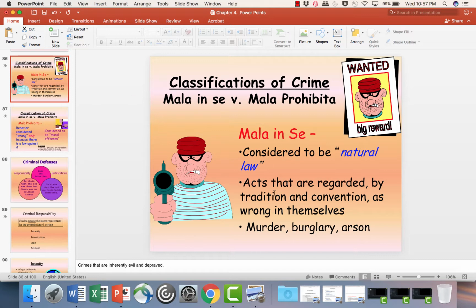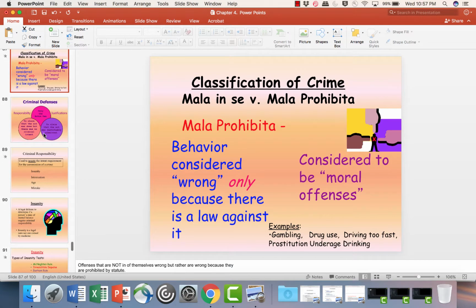So mala in se versus mala prohibita. Mala in se is natural law, laws that are regarded by all other people to be wrong in themselves, such as murder, burglary, and arson. So no matter where you are, people would say that mala in se is pretty much what we all think of for crime.